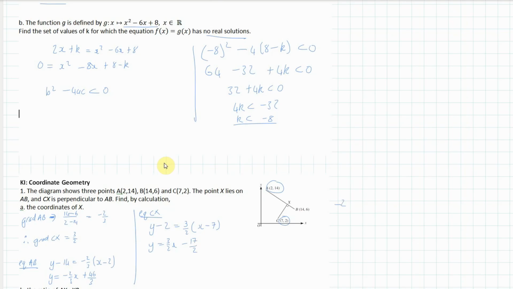Okay, now I'm just going to make those two equal to each other. So I go negative 2/3 x plus 46 over 3 equals 3 over 2 x minus 17 over 2. And I bring everything to one side. So I get 13 over 6x equals, now what can I do? So I'm going to add that 17. So I get 143 over 6. And then I get x equals 11. And therefore I can plug in my y value to either of the equations, and when I do that, I'm getting 8. So the coordinates are 11, 8.